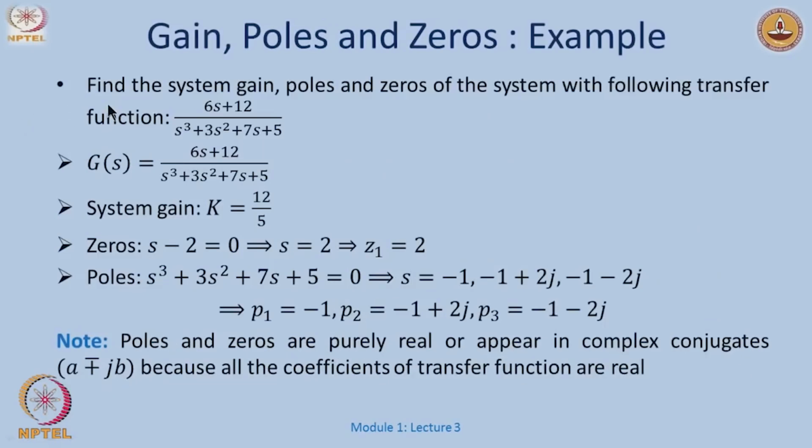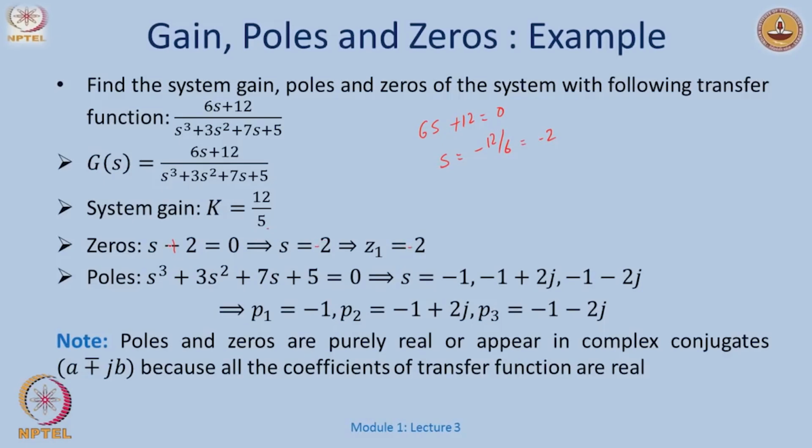Okay. So, let us see the system given by (6s plus 12) over (s cubed plus 3s squared plus 7s plus 5), and I want to find the system gain, the poles and the zeros. For the DC gain, just set s equal to 0, and I can easily compute this. The DC gain of the system is 12 over 5. What are the zeros? Set the numerator polynomial to 0, 6s plus 12 equals 0, which gives s equal to minus 12 over 6, which is minus 2. So, the zero would be at minus 2.